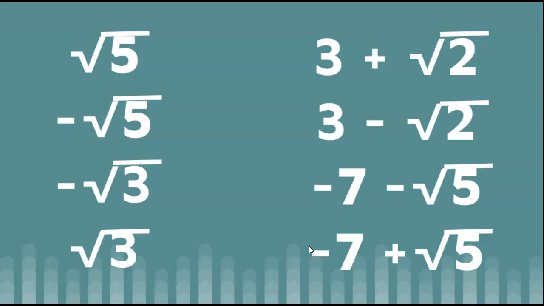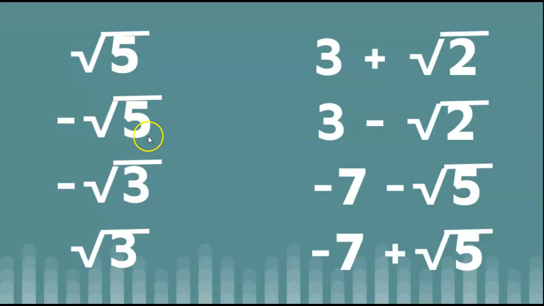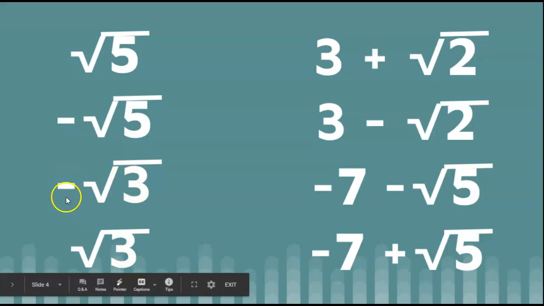So just like with i yesterday, if the square root of 5 is a root, it's not going to be a solution unless negative square root of 5 is a root. And negative square root of 3 is not going to be a root unless square root of 3 is a root, because they would be plus or minus.